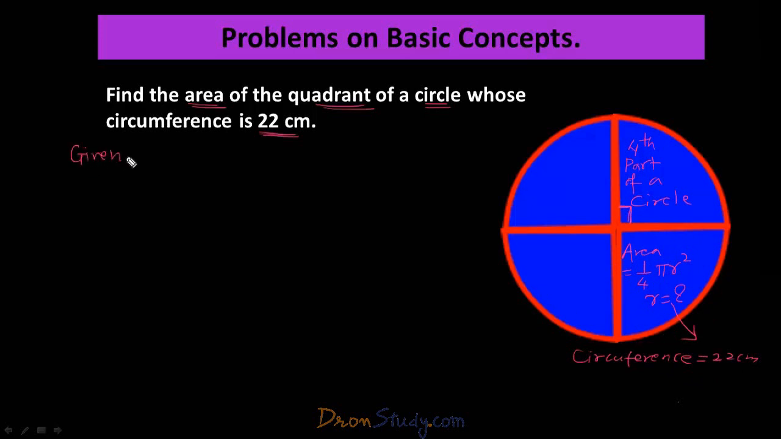So given circumference of a circle is equal to 22 centimeter.